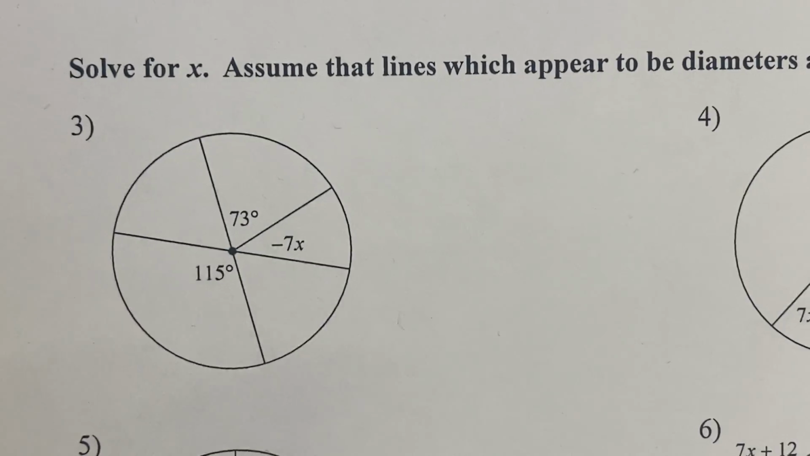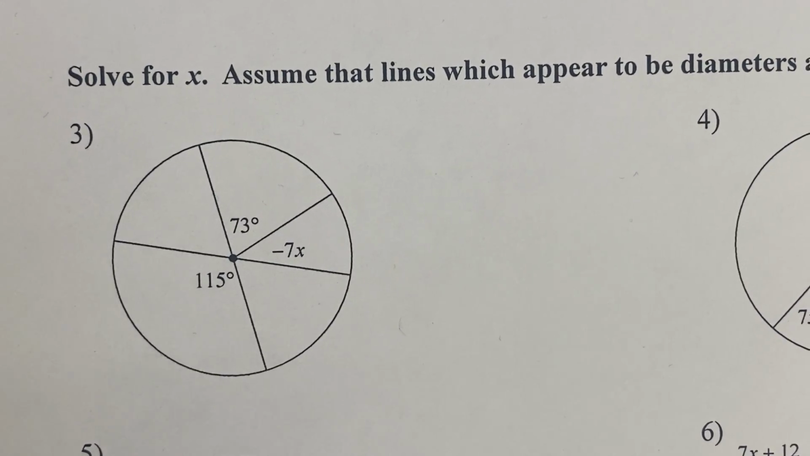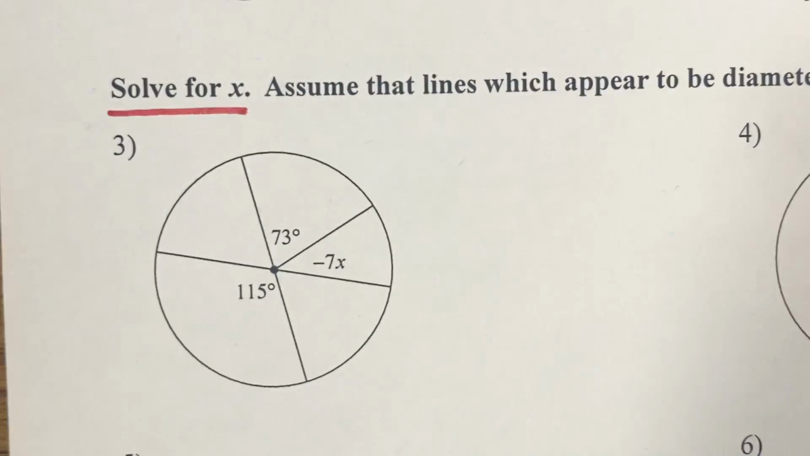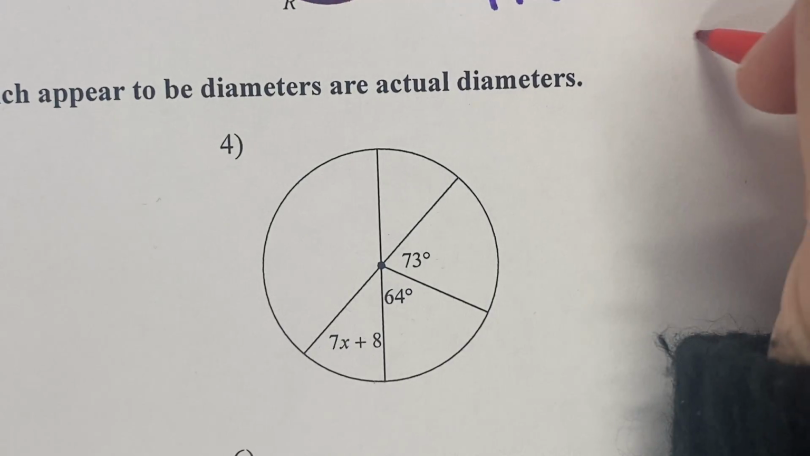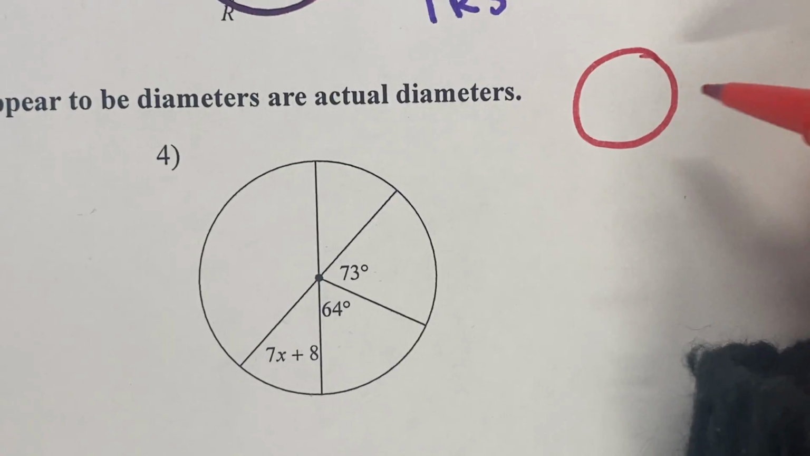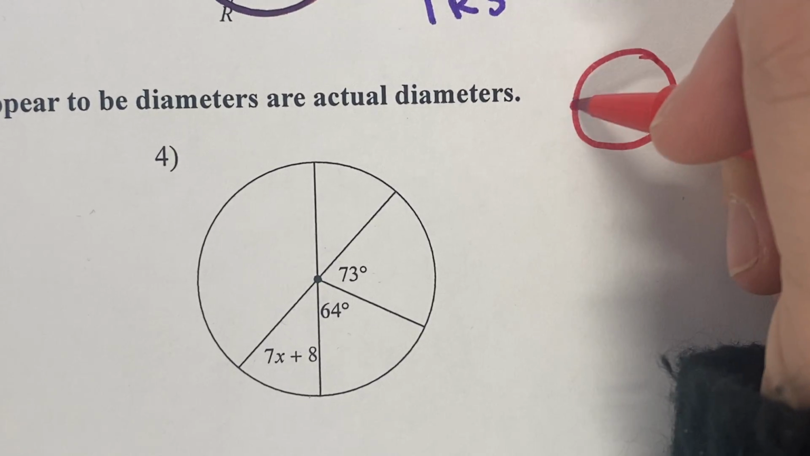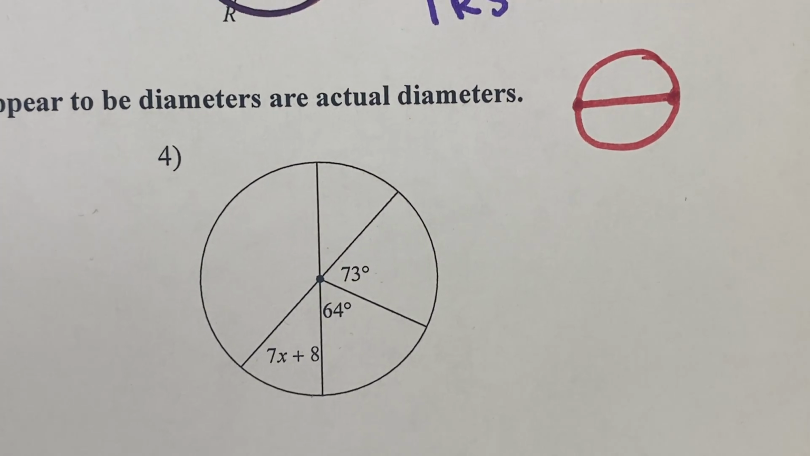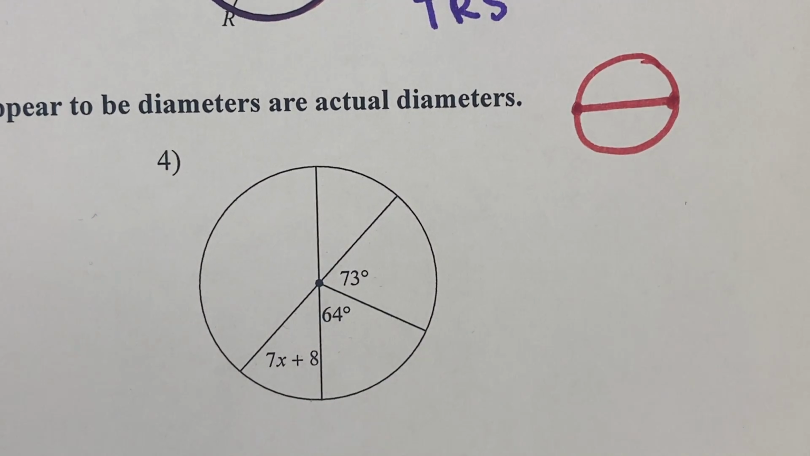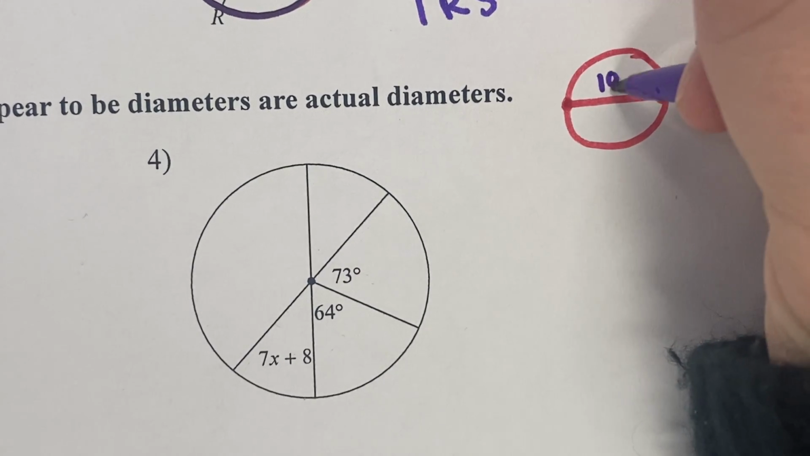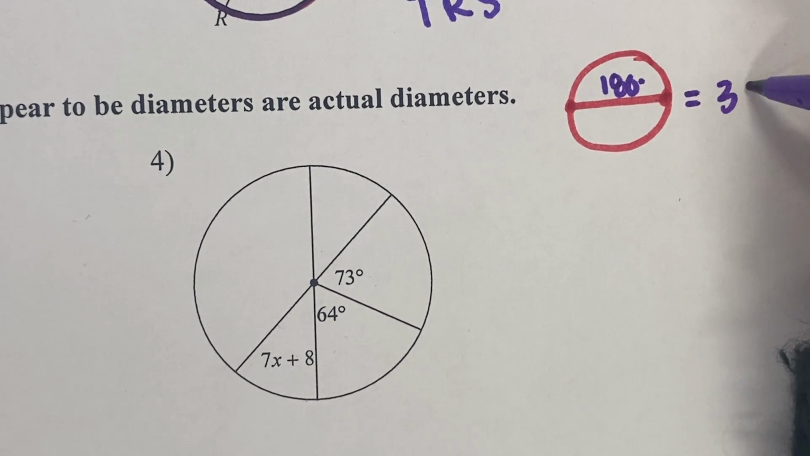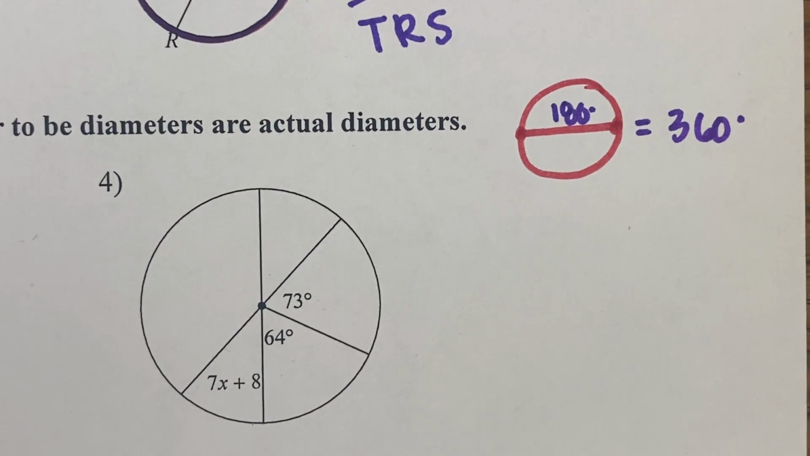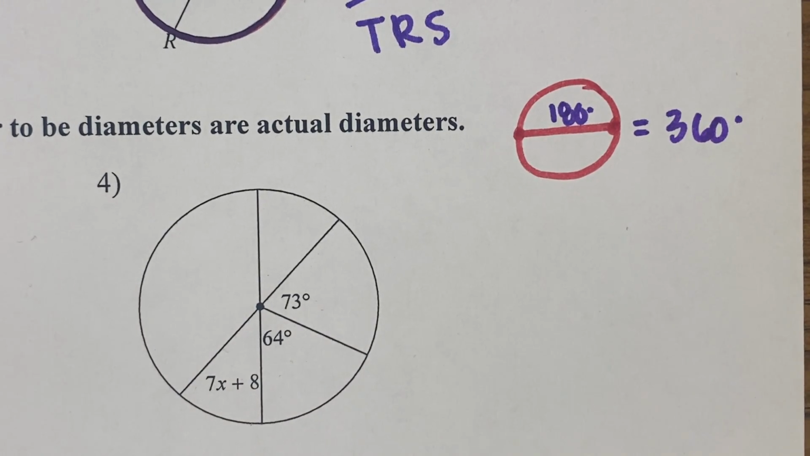Alrighty, so for numbers 3 through 6, it's asking us to solve for x. Assume that lines which appear to be diameters are actual diameters. Just reminding us what a diameter is. That's not the most perfect circle, but a diameter is from one end of the circle straight across to the other end. We know that a diameter is 180 degrees. The whole circle is 360 degrees. Those 2 little facts are going to help us solve for x.